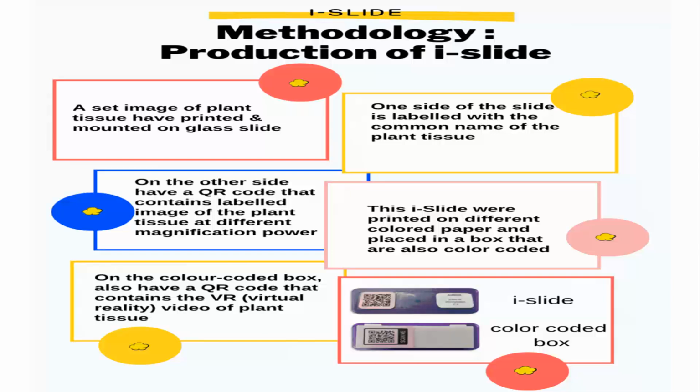These iSlides were printed on different colored paper and placed in a box that is also color-coded. The color-coded box also has a QR code that contains the VR video of the plant tissue.